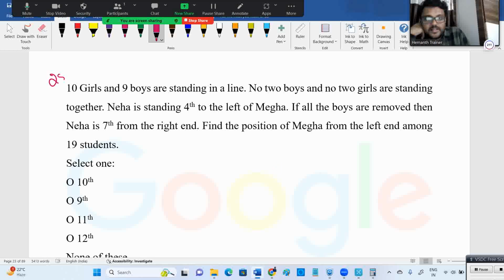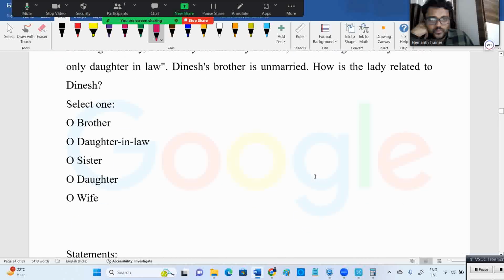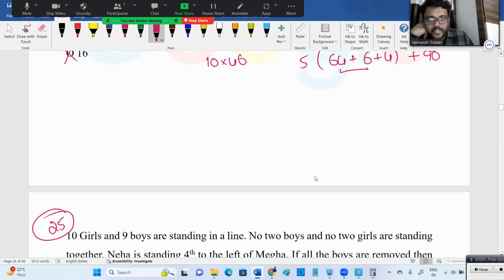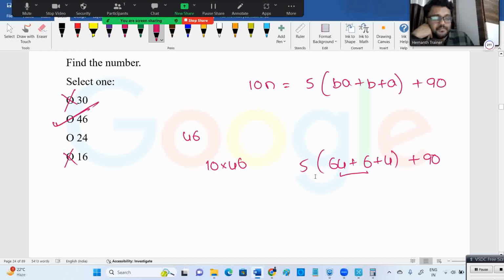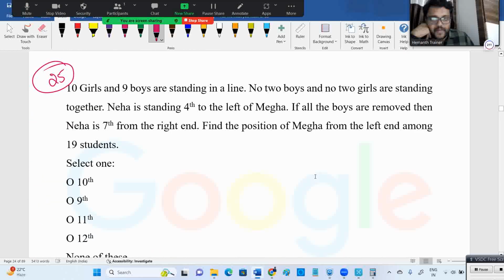Next one, 10 girls and 9 boys are standing in a line. No 2 boys and no 2 girls are standing together. I think this is related to reasoning. We entered into reasoning. I think out of 25 questions, one question is missed here. But fine, this is entered into reasoning now.